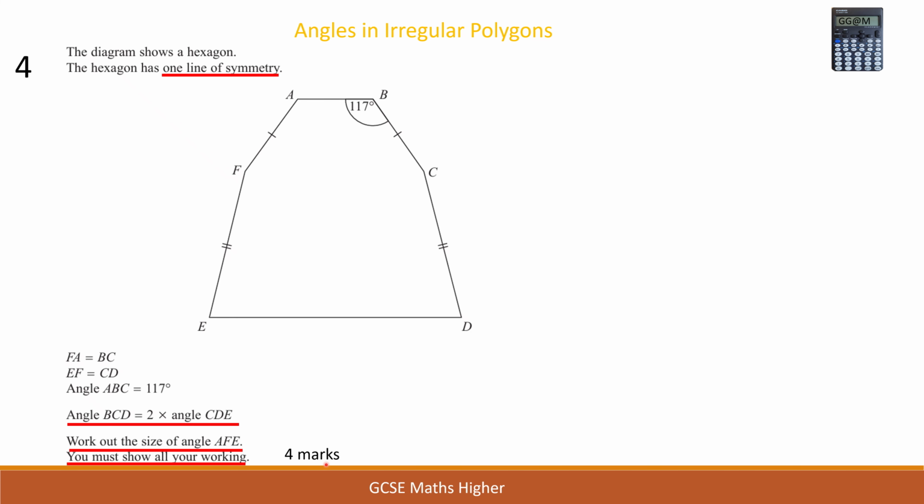Remember how to work out the sum of the interior angles of any polygon, and we have got a hexagon here, so a 6-sided shape, so it's n minus 2 times by 180 for the sum of the interior angles. You know these two angles here are 117, these two here are 2x, these ones down here are x. You've got to work out this angle up here, 2x.